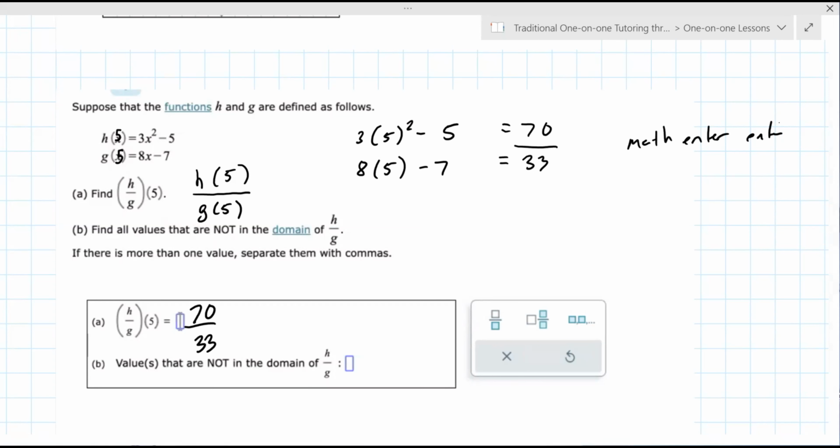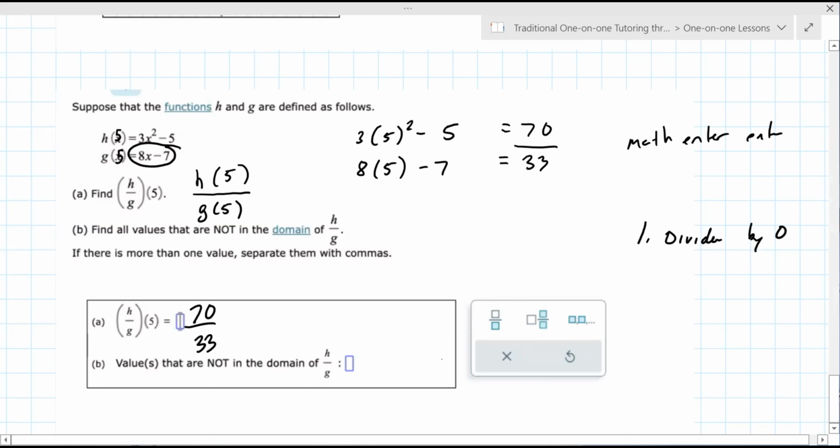For part B, it says values that are not in the domain of H over G. So there's only a couple things in math that are really bad. The first one is to divide by 0. So you look for where the bottom, the 8x minus 7, is equal to 0, because that's your G. You're just solving for x, and you get 7 over 8. So that means if x is 7 over 8, you're dividing by 0.